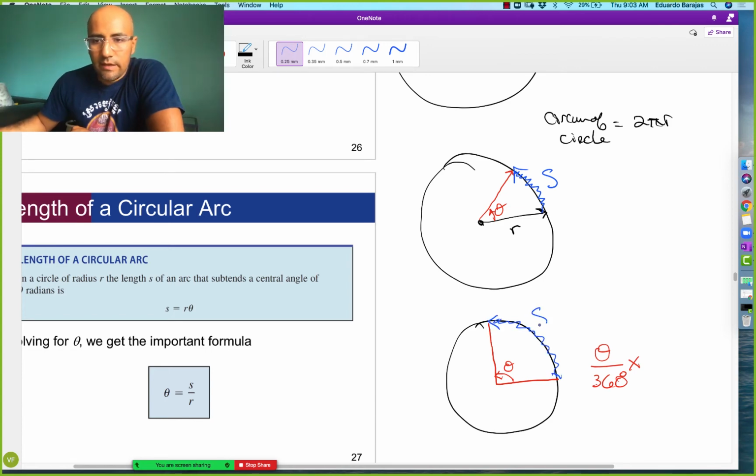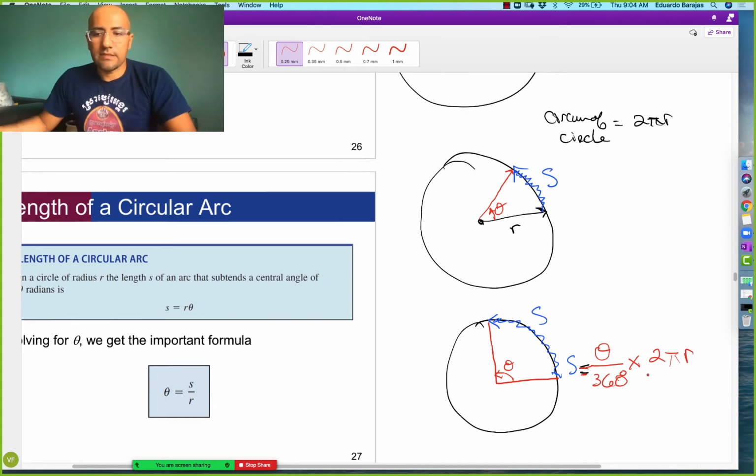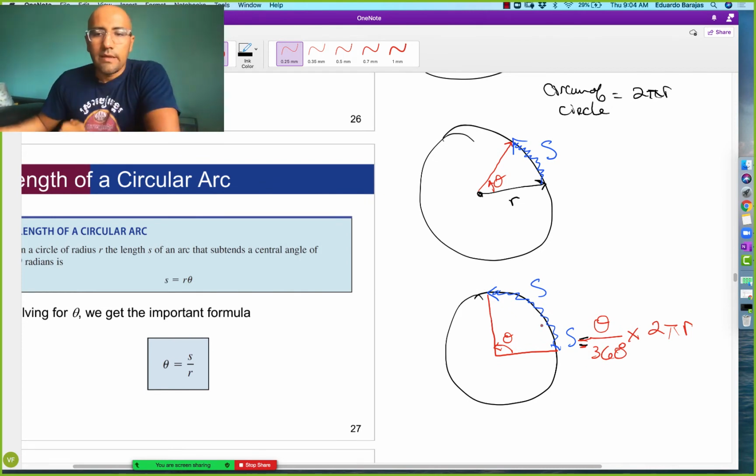This distance here, s, should be equal to this times the circumference of the whole thing, 2 pi r. I don't know if that seems reasonable. It should be reasonable from this, that s equals 1/4 of the circumference. That's what I'm trying to say.